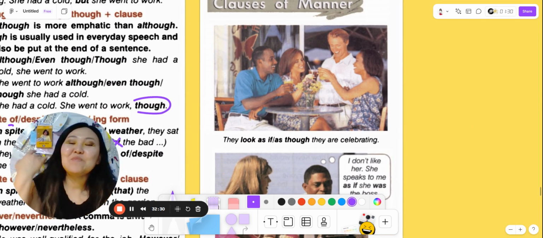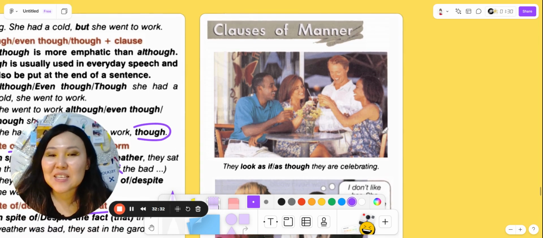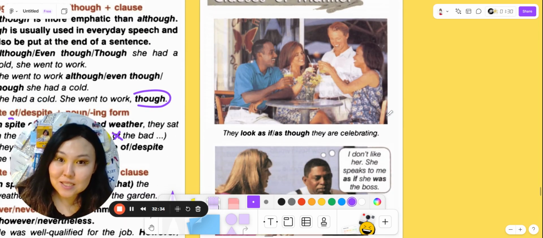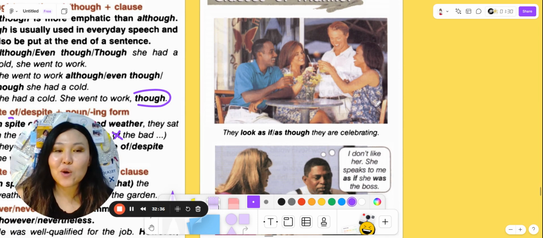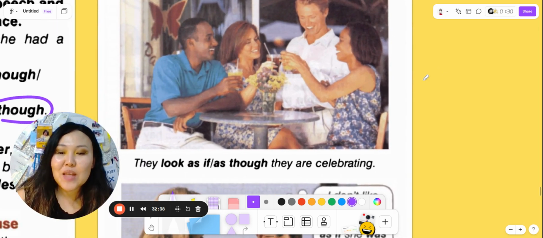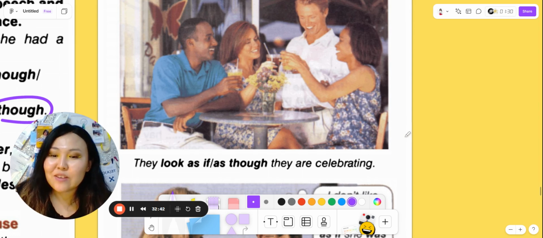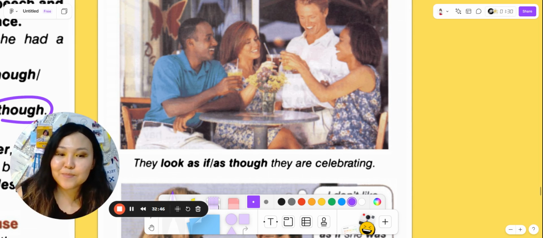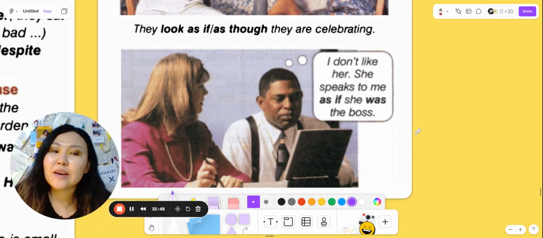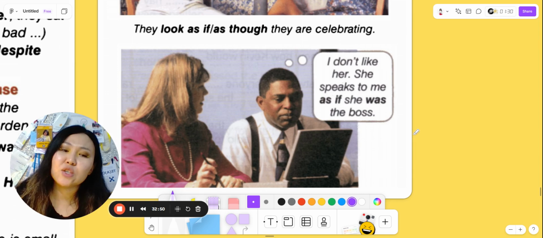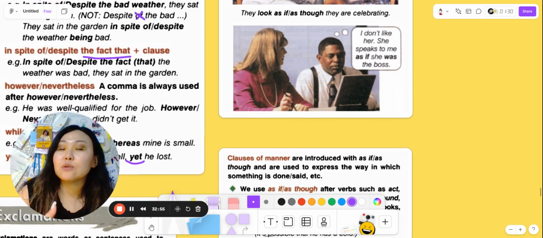Okay, so we are going to the next one, clauses of manner. We'll talk about it. Let's look at examples firstly. They look as if they are celebrating, or they look as though they are celebrating. I don't like her. She speaks to me as if she was the boss. Here, it shows the manner.